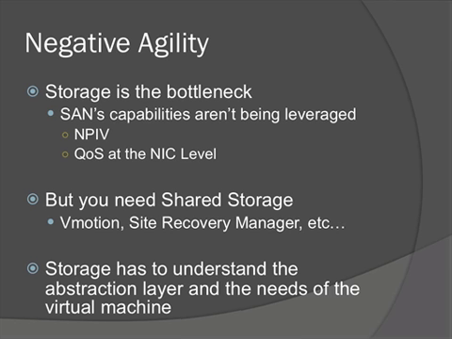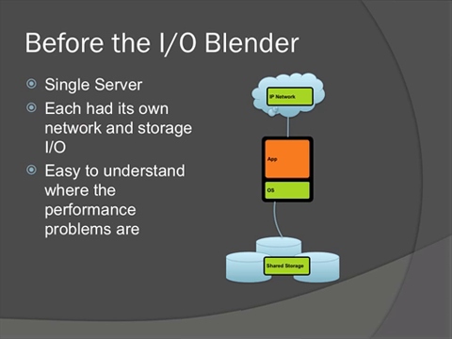Probably the most important thing is storage has to really understand the abstraction layer and what the needs of the individual virtual machine are. Too often, common systems today just treat it as the needs of the ESX server, and then the hypervisor has the responsibility to try to figure out all the different needs and wants of the individual virtual machines.